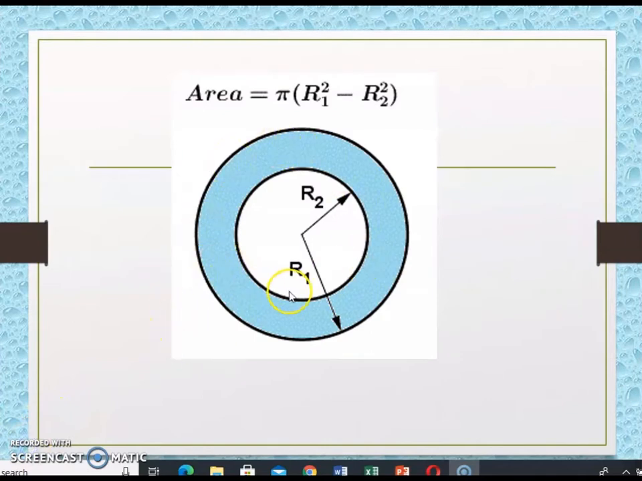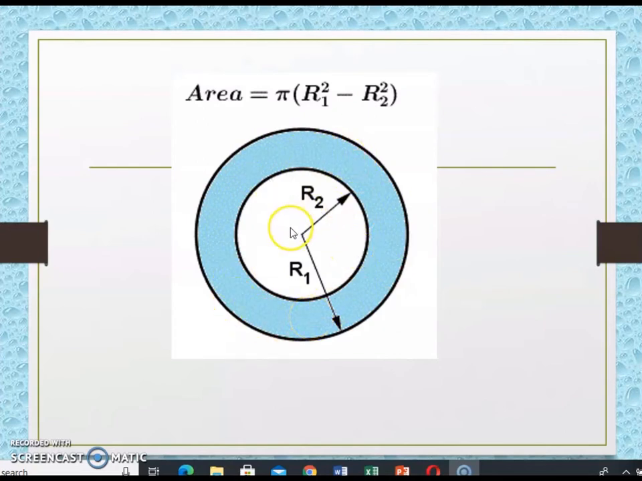Now this is a circular ring. Okay, what is the meaning of circular ring? That is, there is one outer circle and inside that circle there is another small circle, such that the outer circle's radius is given as r1 and inner circle's radius is given as r2. So these are the radii of outer and inner circles. And you need to find out only the shaded portion. So this is known as a circular ring, where one circle is enclosed within the other and you need to find out only this area.